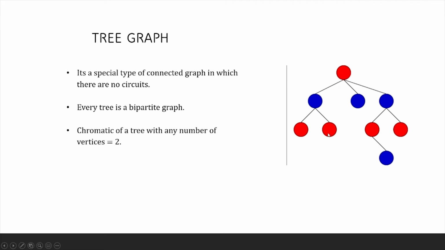So the chromatic number of a tree, with any number of vertices, is also equal to 2. We use only two colors to color the tree graph.